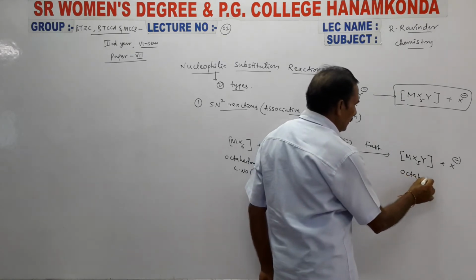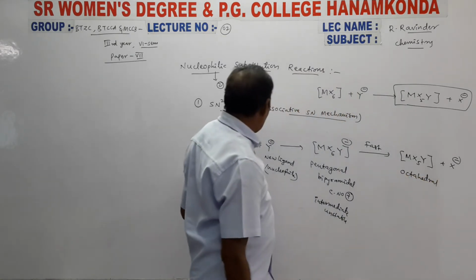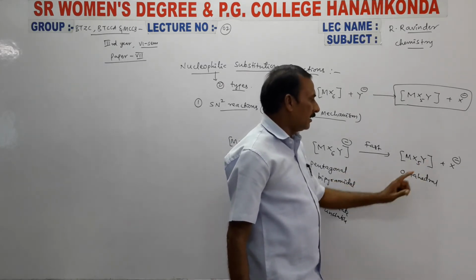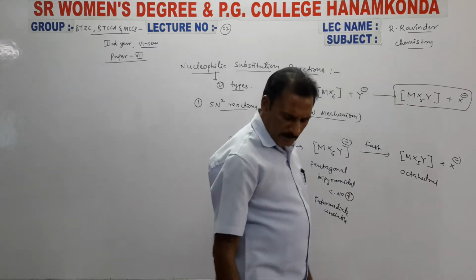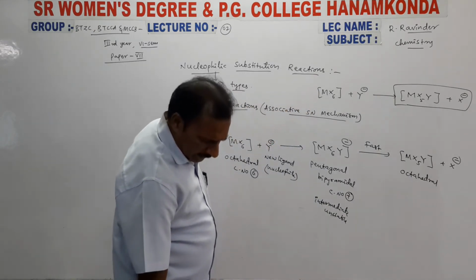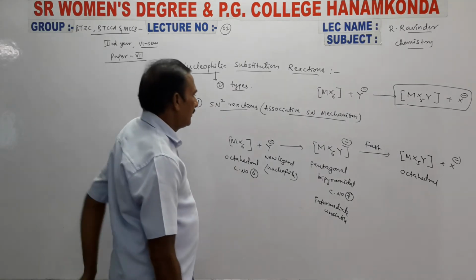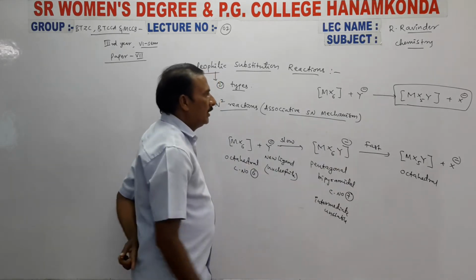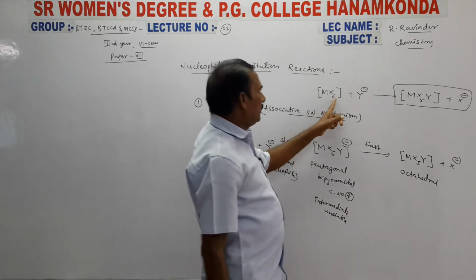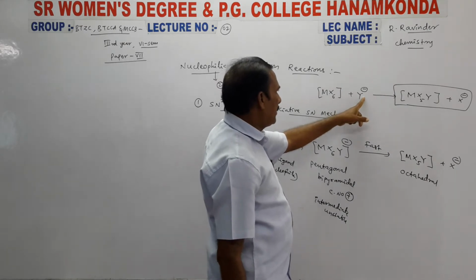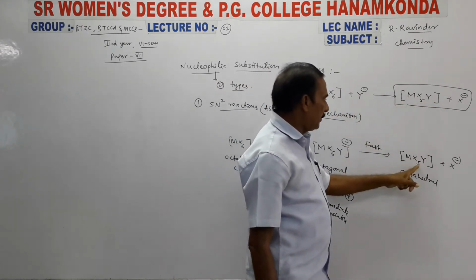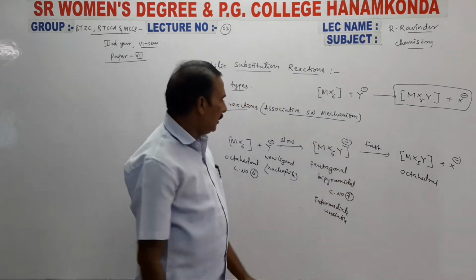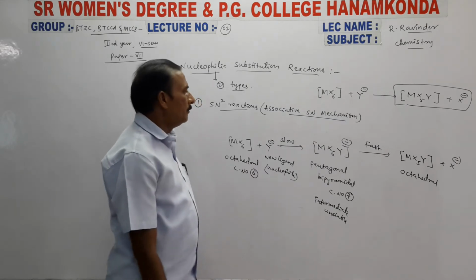Here 6 ligands are there. Here also, except M, the remaining are all ligands: 5 plus 1, 6 ligands. This is an octahedral complex. In this reaction, there is a slow step and a fast step. Actually, MX6 plus Y minus gives MX5Y plus X minus. There is an intermediate complex with a pentagonal bipyramidal shape; the molecule is converted from octahedral to pentagonal bipyramidal.